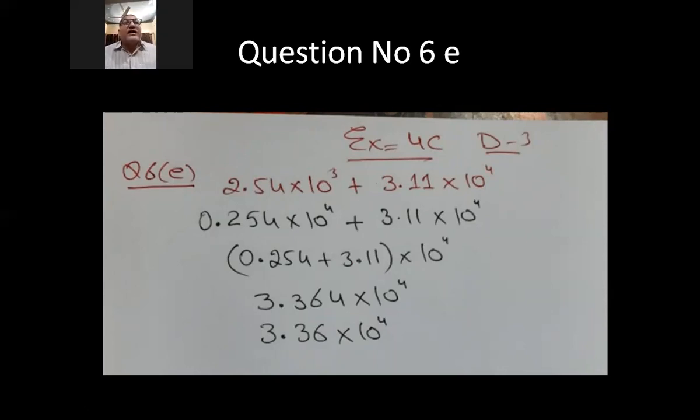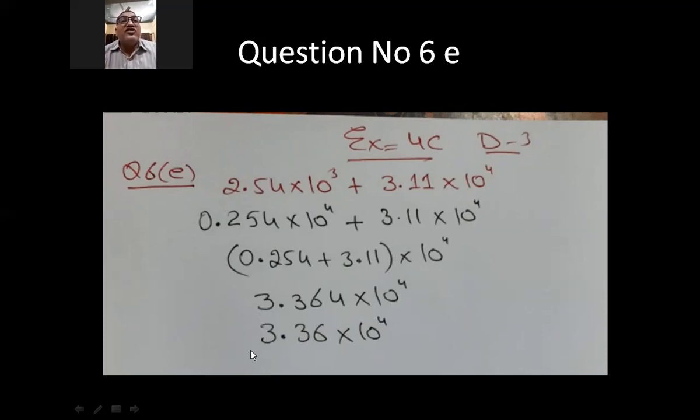So it will become 0.254. But because you have moved the decimal to the left, the 10 raised to power 3 will become 10 raised to power 4. One is added into the powers. Now you can see that 10 raised to power 4 is in both the terms. So I can take the 10 raised to power 4 as common. So in the bracket, you are left with 0.254 plus 3.11. So it will become 3.364 expo 4.